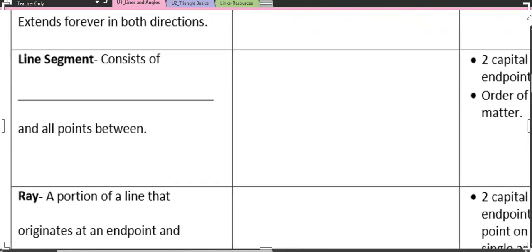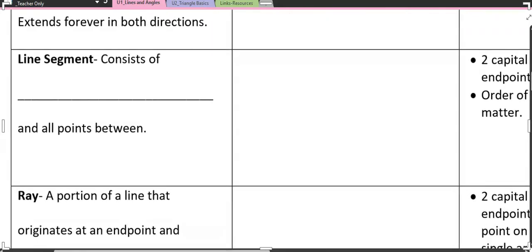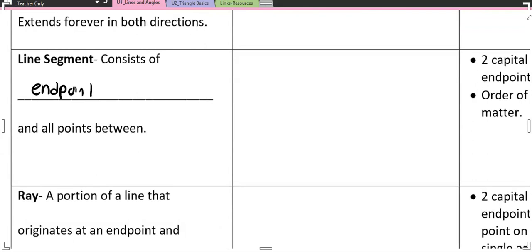However, what we can create if we don't want it to extend forever is what's called a line segment. And this consists of 2 endpoints and then all the points in between. So unlike the last example where the C, the A, and the T were points along the line, we're going to create 2 endpoints in this case. I'm going to call it D and G. And then as we connect them, notice there's no arrows. It begins somewhere and it ends somewhere. So we would call this segment DG.